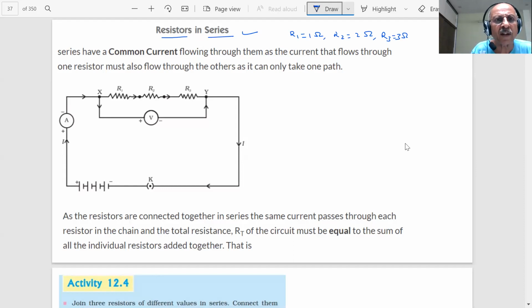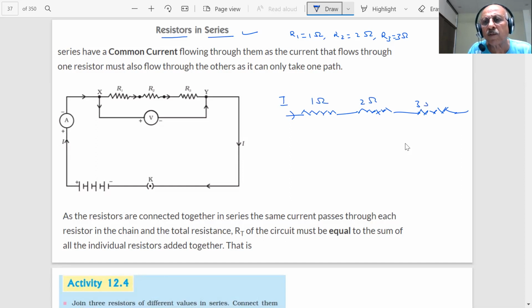So what we are saying, student, is that series have a common current. When we connect in series, what happens to the current? These resistors are connected end to end. If the current is flowing through, supposing, 1 ohm, 2 ohm and 3 ohm, what will happen to the current? The same current will flow.